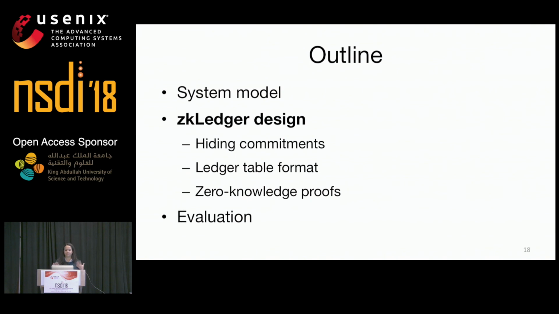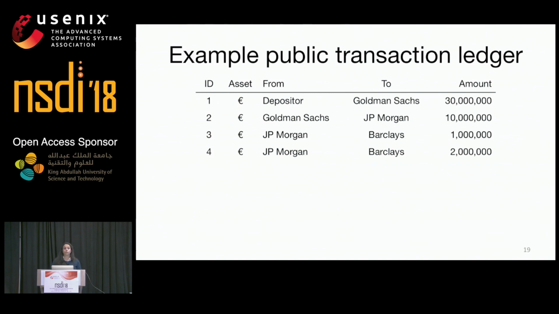Now let's discuss zkLedger's design and how it uses commitments, a novel table format, and zero-knowledge proofs to provide some of these properties. Let's start with an example ledger. So this is a public open transaction ledger, and here we have 4 transactions. We're going to build up zkLedger's design based on this.